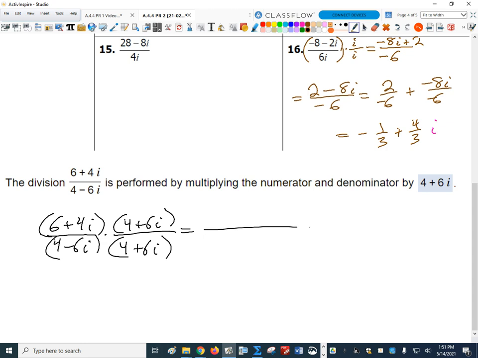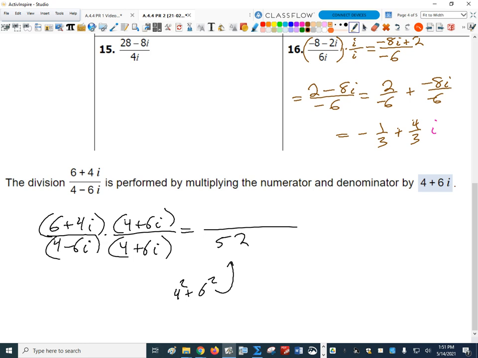What's it going to be? 52, right? That's what everybody got? You get that, Elijah? On the bottom, 52. 4 squared plus 6 squared, 16 plus 36, 52. Now on the top, we're going to have to do a little bit of just distribution. I mean, we're kind of stuck with that.